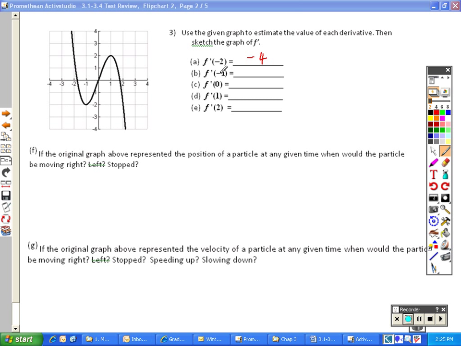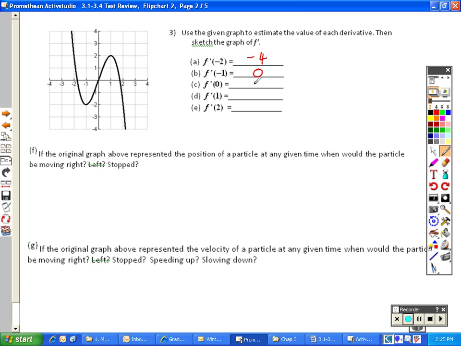At -1, let me look at the slope. Well, right here, it's decreasing to the left. It's increasing to the right. So at -1, the slope is actually 0. At 0, the slope is positive. And I'm going to estimate that it's about 1.